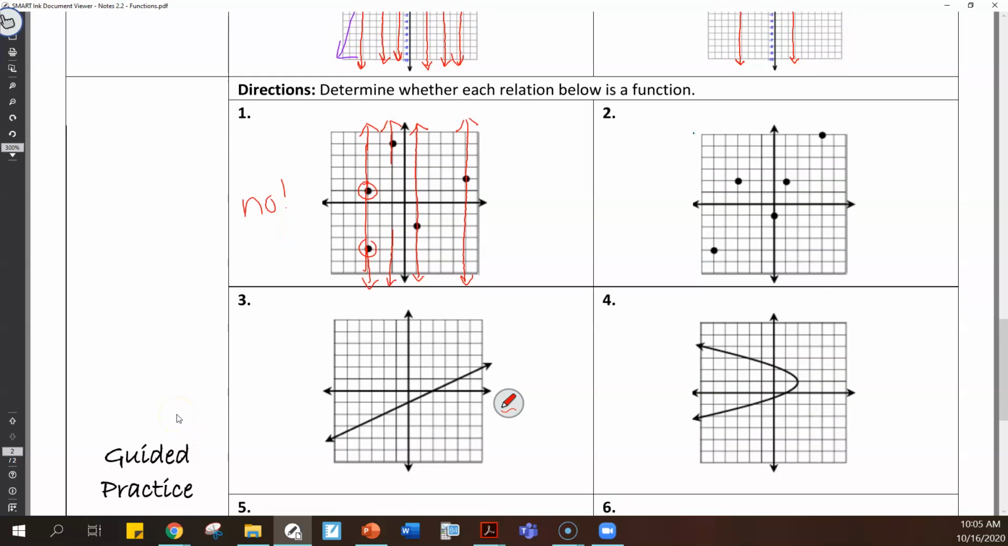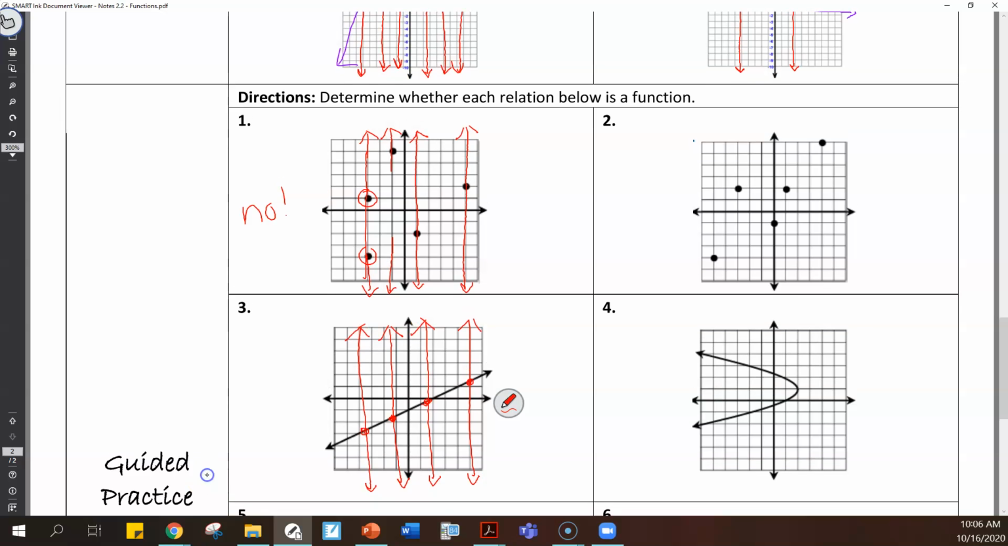Like I showed in the example, this is true also for continuous graphs or graphs of lines or curves. And I can check this in various places. So it crosses right there and nowhere else. Same thing here and nowhere else. You can put a vertical line anywhere on this graph and you will never cross at more than one place.